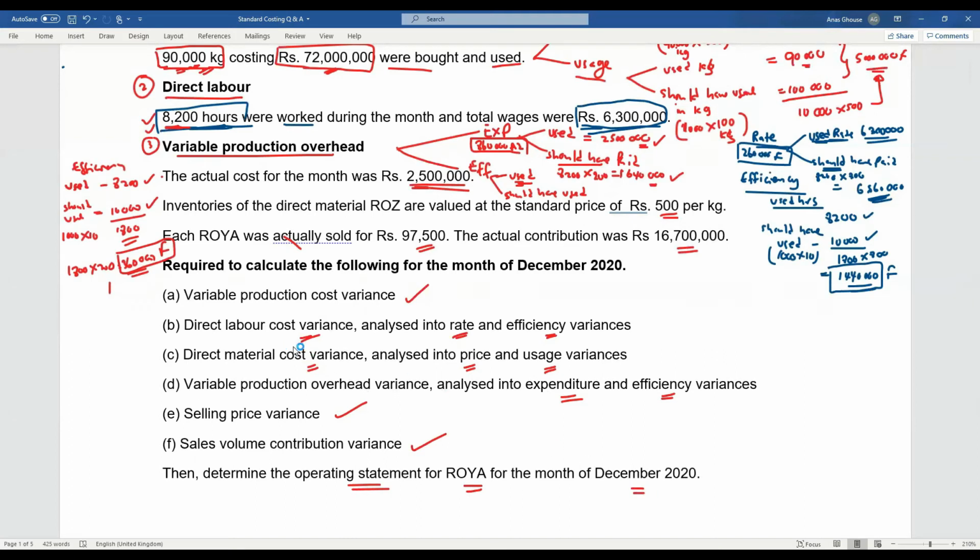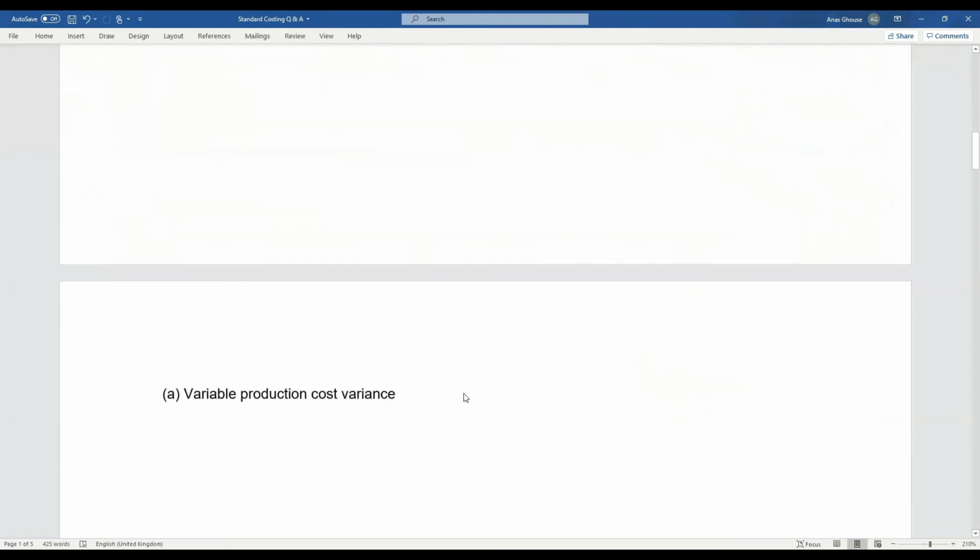However, we have calculated these main variances: direct labor rate and efficiency, direct material price and usage variance, and variable production overhead expenditure and efficiency variance are also calculated. Now we need to calculate basically the cost variances, the variable production cost variance and variable production overhead variance. So this is a total production cost variance.